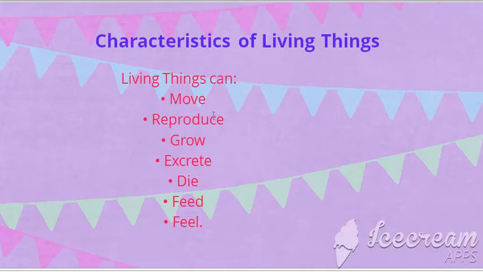What can living things do? Why do we call them living things? Living things can move. They can move from one point to another. Living things can reproduce. That means they can give birth to young ones. Living things can grow. Okay? Living things can also excrete. That is, they pass out urine and they also defecate.